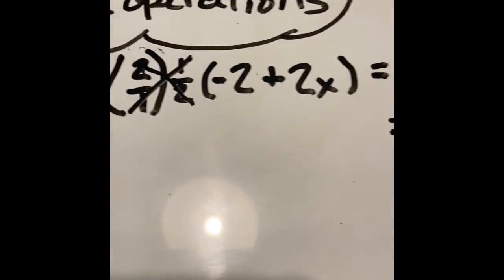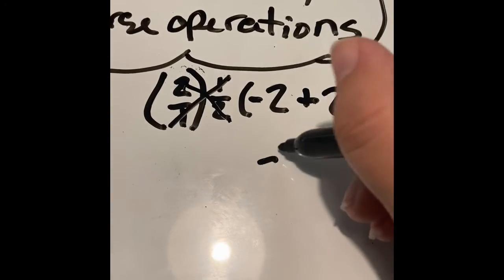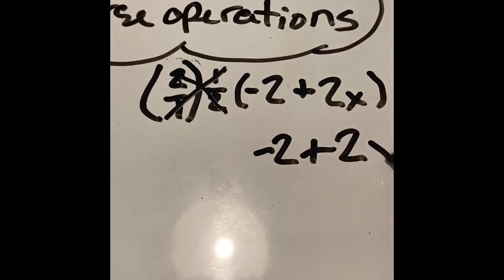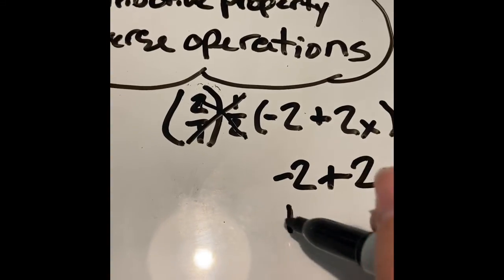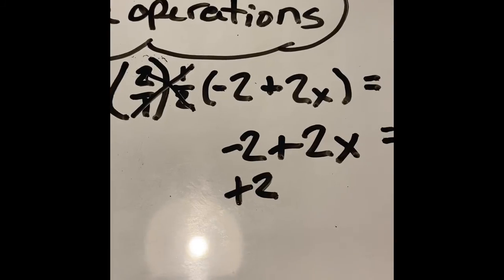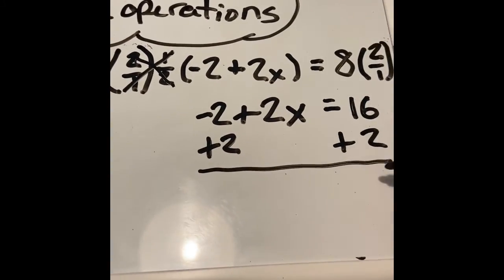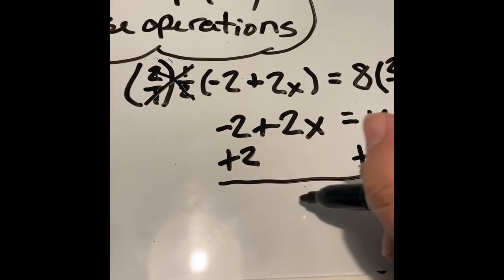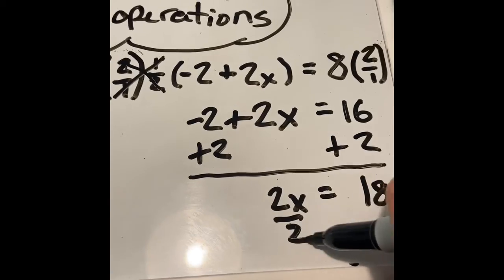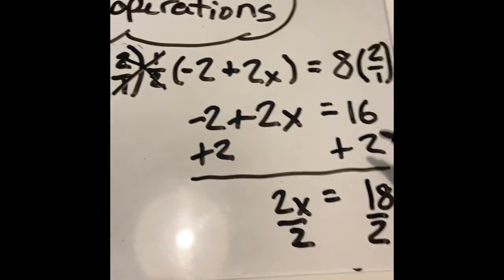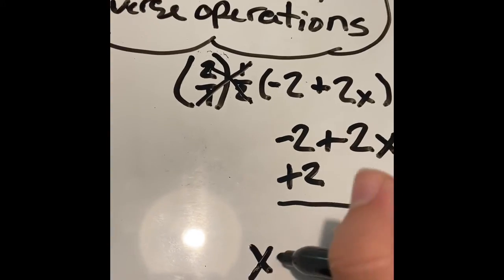And then we're not done on this side yet, so we have negative 2 plus 2x still. This is down to a two-step equation, so we're just going to add 2 on this side, and add 2 on this side, go across like that, and then we get 18 over here, and then 2x equals 18. Then we divide by 2. Running out of room, sorry about that. 18 divided by 2 is simply 9, so x equals 9.